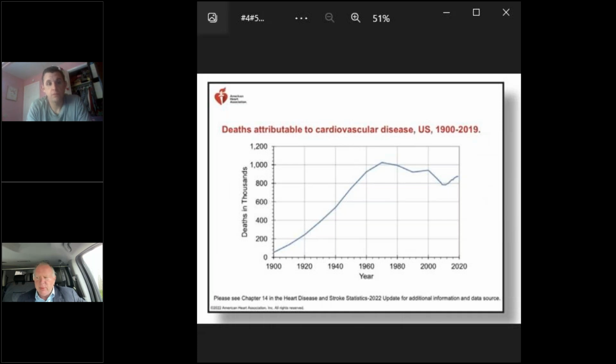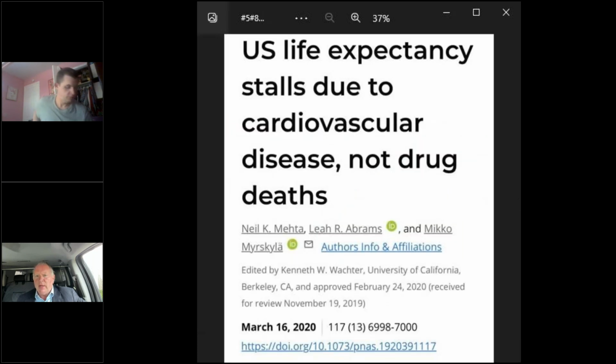And Chrissy, when you get a moment, let's jump ahead. What we're looking at here, Travis, is that during this opioid crisis, U.S. life expectancy has stalled. It's fallen. It's stopped. It's gotten worse. But it hasn't gotten worse from drug overdoses. It got worse from cardiovascular disease.